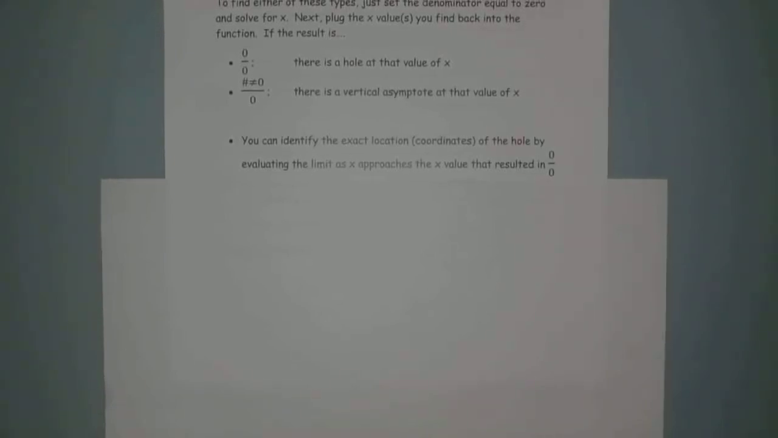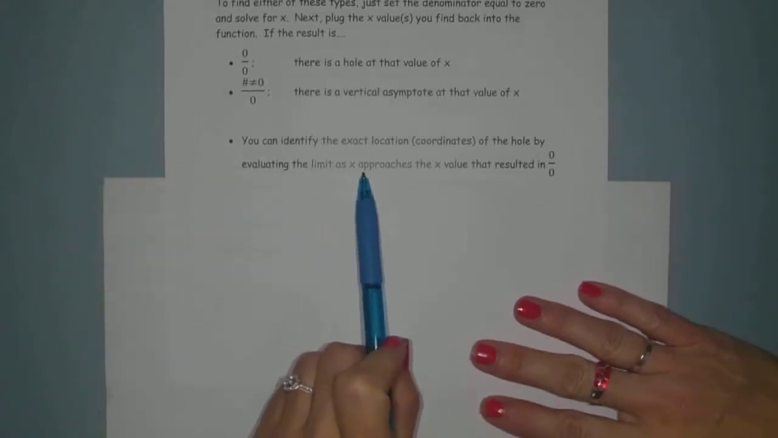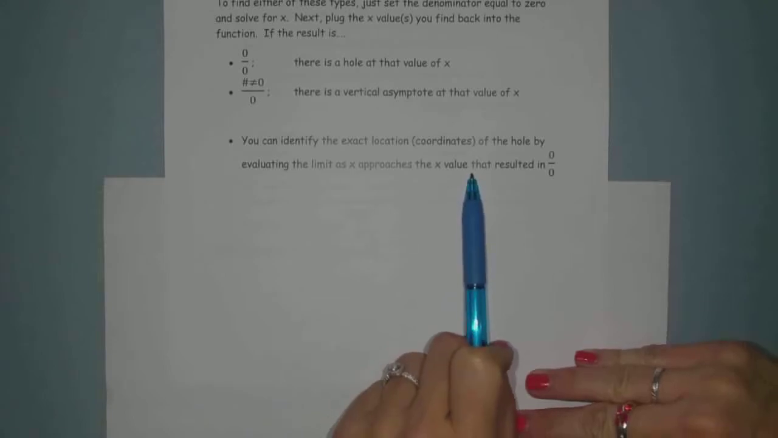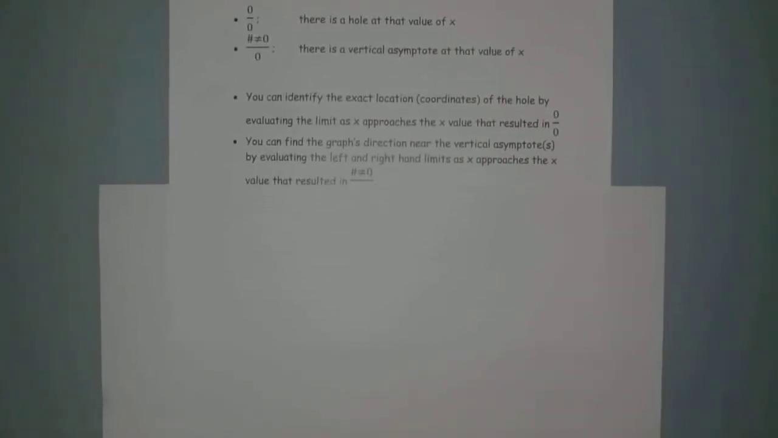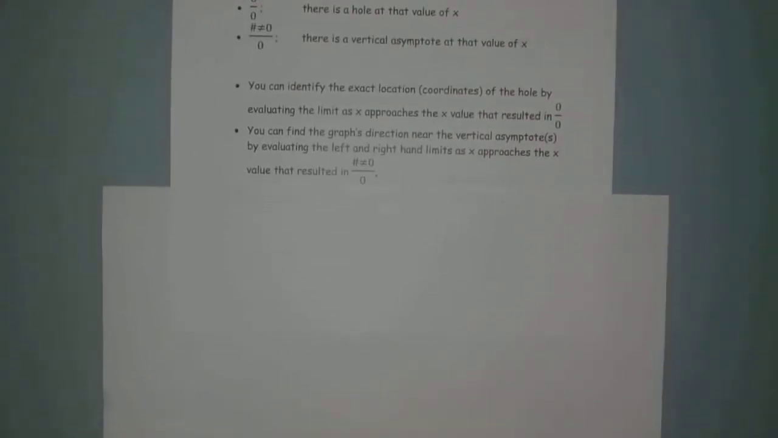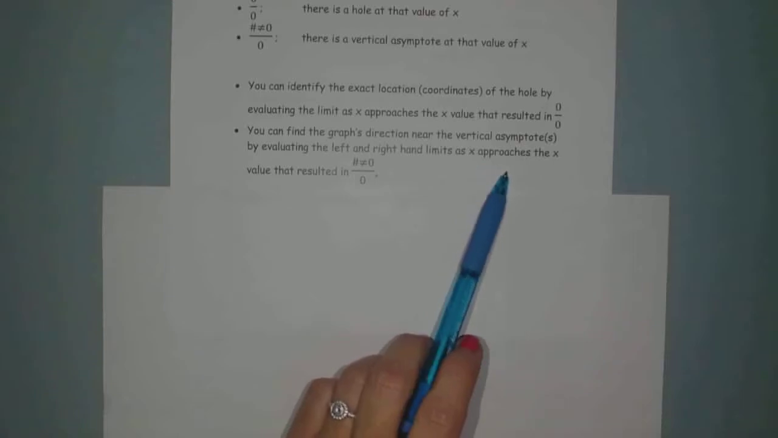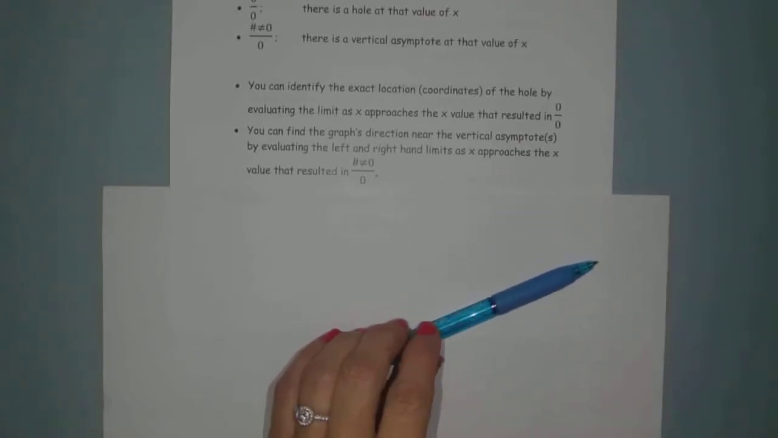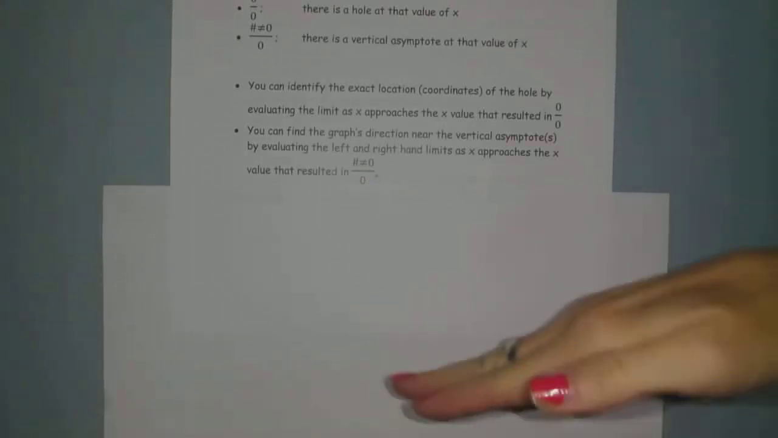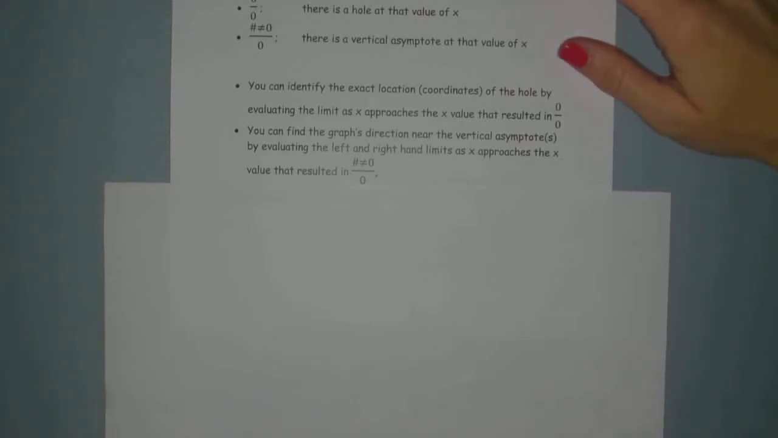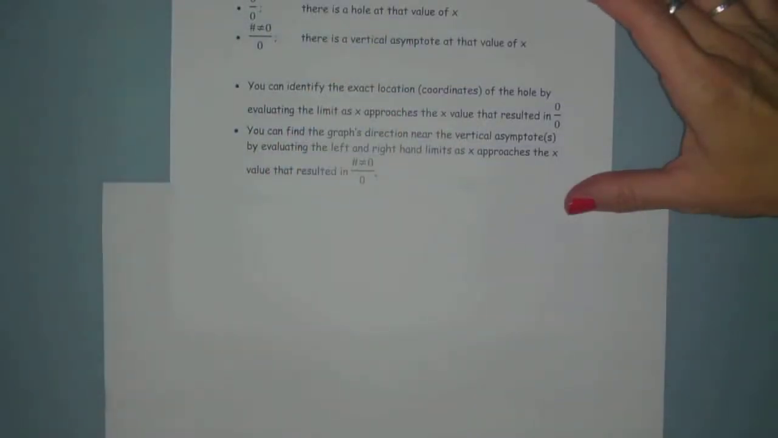You can identify the exact location or coordinates of the hole by evaluating the limit as x approaches the x value that resulted in 0 over 0. You can find the graph's direction near the vertical asymptotes by evaluating the left and right-hand limits as x approaches the x value that resulted in a number other than 0 over 0. This is going to make way more sense when we do some examples, but it's for your reference to look back at when you're studying. I wanted to put it all in writing here for you in typed format.